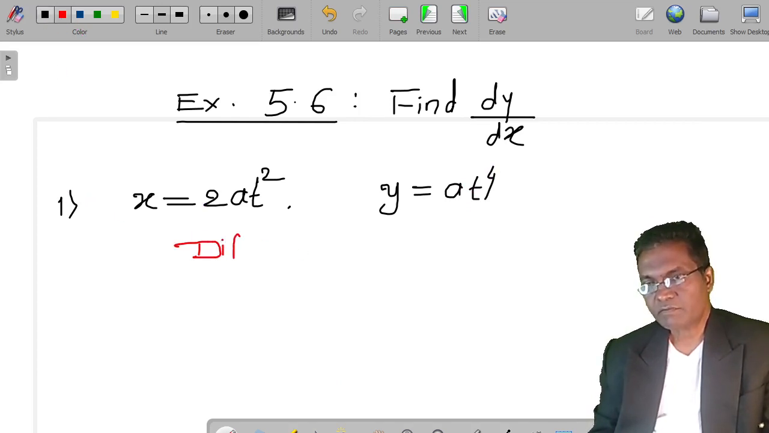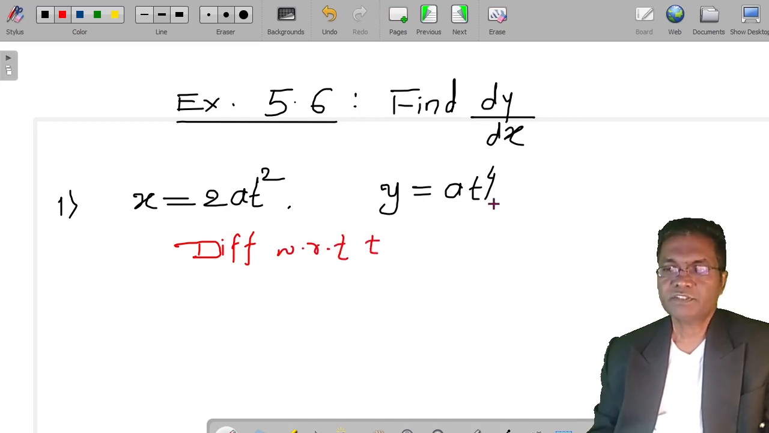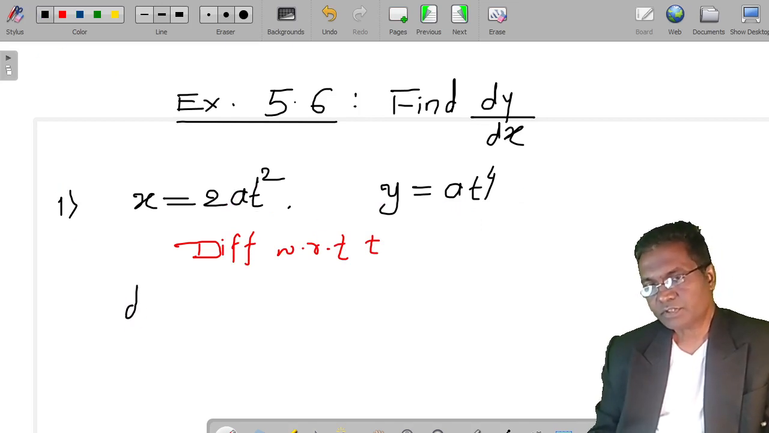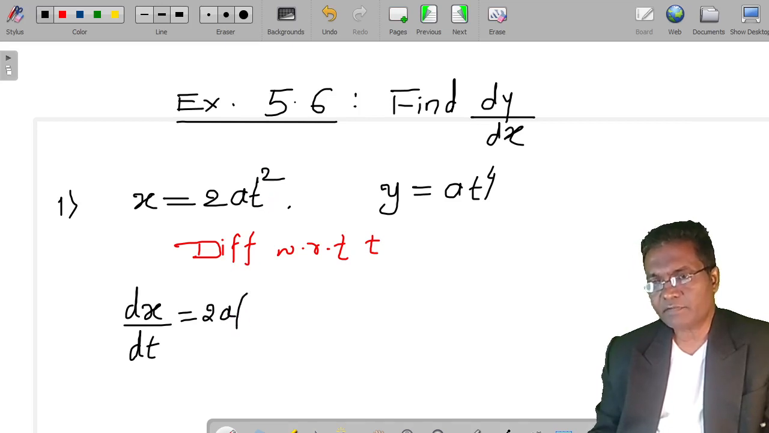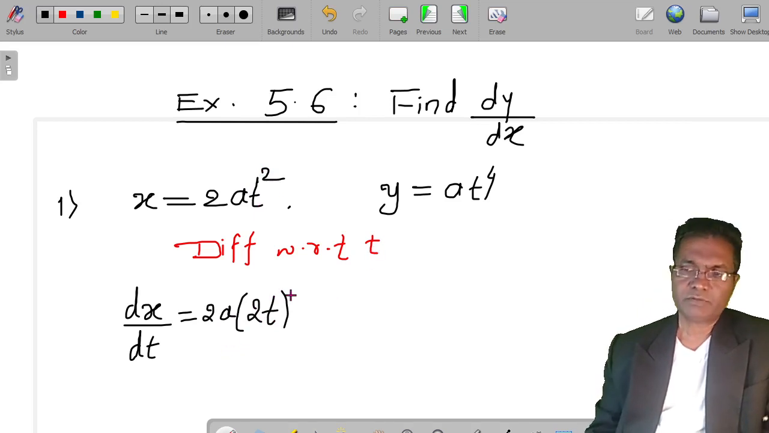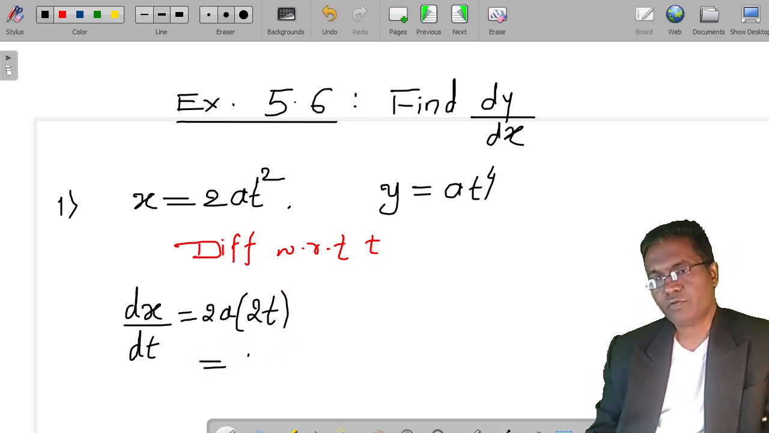So straightforward. Both are functions of t, so differentiate with respect to t. So this being a simple example, I am doing it directly. dx by dt, here 2a is a constant, and the derivative of t square is 2t with respect to t. So that gives you 4at.